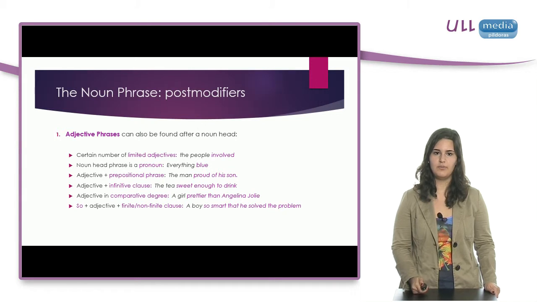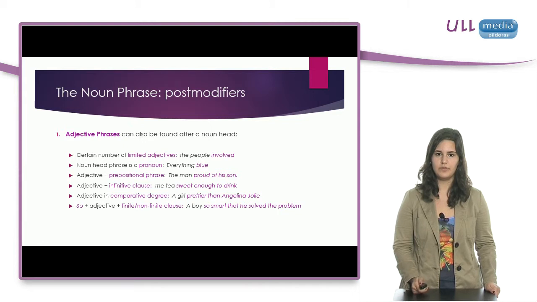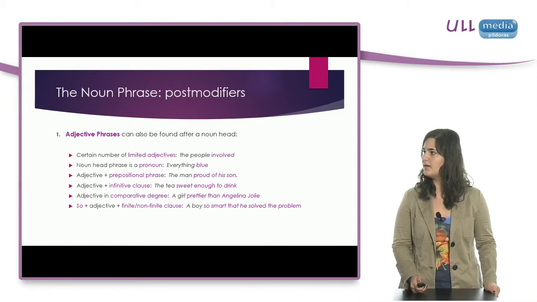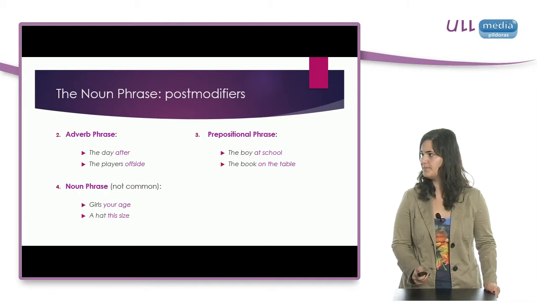Adjective phrases in English normally precede the noun, so it's only in some specific cases that we find an adjective as post-modifier of a noun head. For example, certain numbers of limited adjectives, the people involved, when a noun head phrase is a pronoun, everything blue, an adjective plus a prepositional phrase, the man proud of his son, an adjective plus infinitive clause, the tea sweet enough to drink, an adjective in comparative degree, a girl prettier than Angelina Jolie, or so plus an adjective plus a finite or non-finite clause. For example, a boy so smart that he solved the problem.